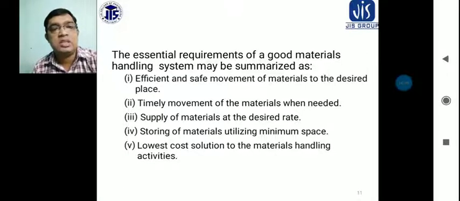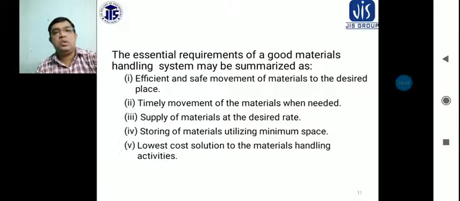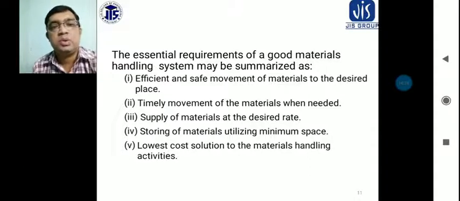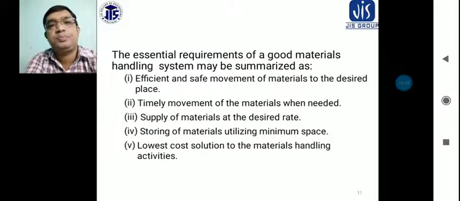And another thing, the storing of materials utilizing minimum space will also be considered. And another thing to consider is that a low cost solution for materials handling activities is essential during the transfer of materials, because cost is a very essential factor, because all things depend on this cost.